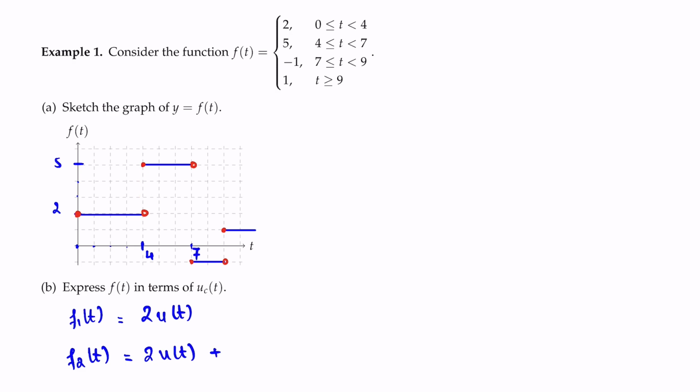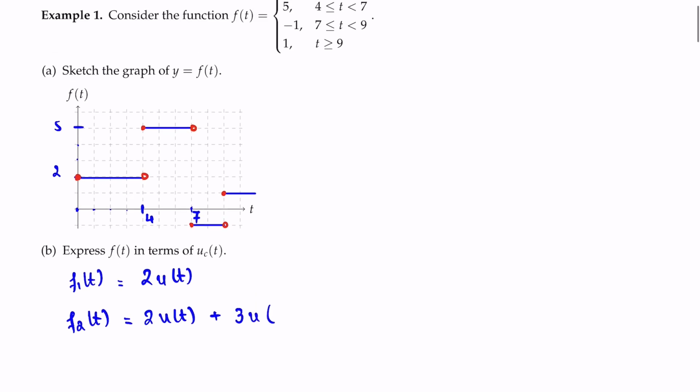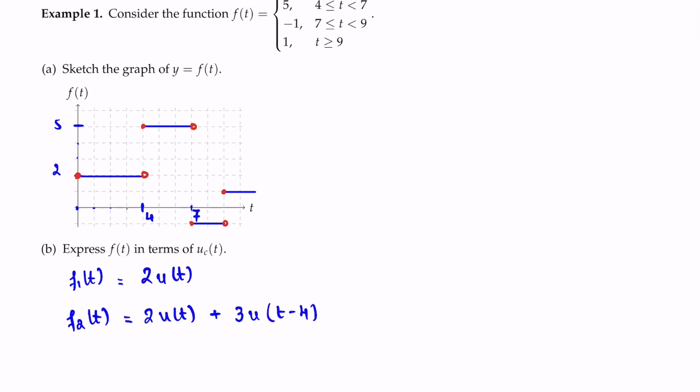Because you're going up, you do plus 3 times u of t minus 4, because you shift this function to the right by 4 units. You follow the idea? All right. Now, another way to look at number 3 is that instead of counting from 2 up to 5, you can use a more general formula for all the cases.